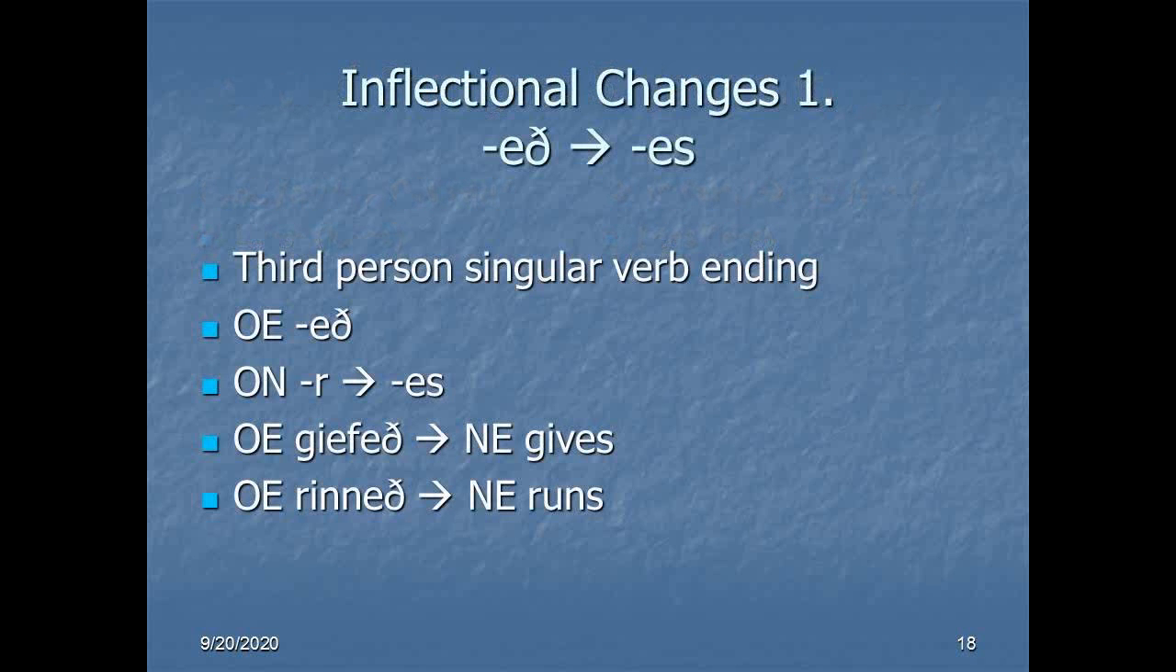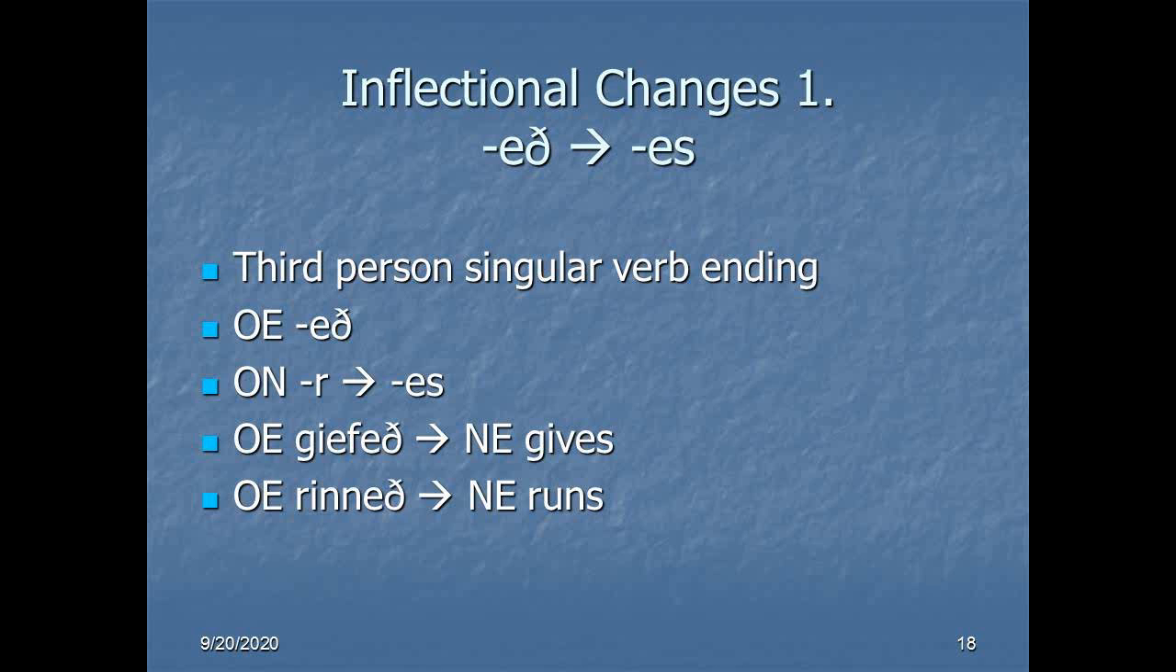Now, when we come to the subject of grammar, there are a couple of changes in inflection that we should probably address. One of these is the change in the third person singular verb ending, eth, to s, which comes from the Old Norse, which is a non-vocal R, not really a sound English uses, but that's what Old Norse uses to indicate the third person singular in the verb. So we have, for example, in Old English, geveth, in modern English, gives.